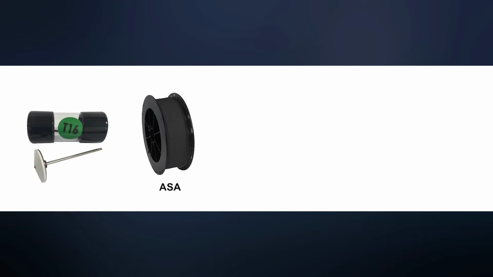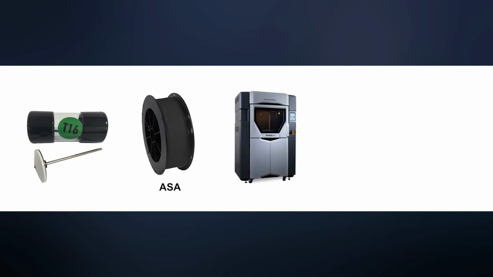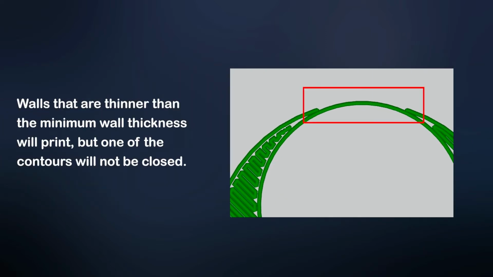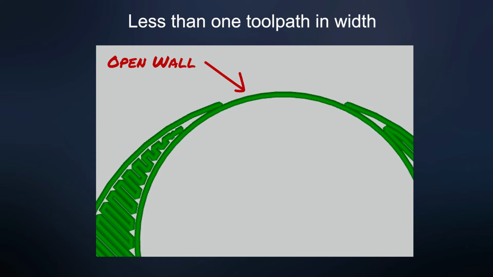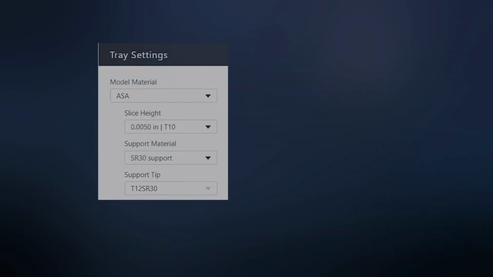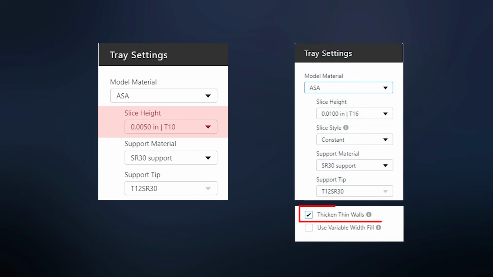For example, a T16 tip printing ASA on a Fortis 450 MC will have a slice height of 0.1 of an inch. Walls that are thinner than the minimum wall thickness will print, but one of the contours will not be closed. If the wall thickness is less than 1 toolpath in width, the wall will be open. If the part cannot be printed using a smaller slice height, the option Thicken Thin Walls can be applied to adjust for the wall thickness.